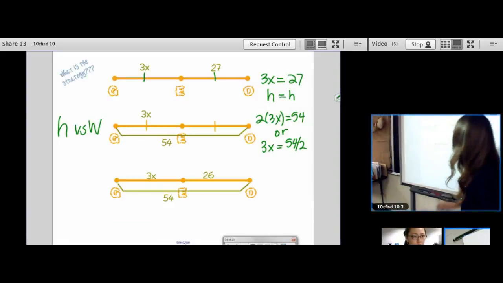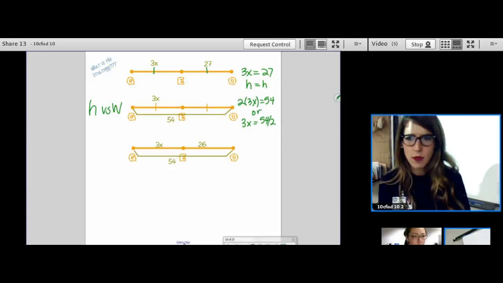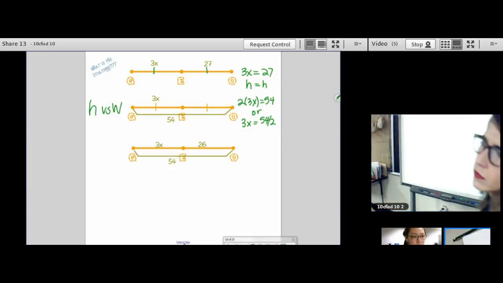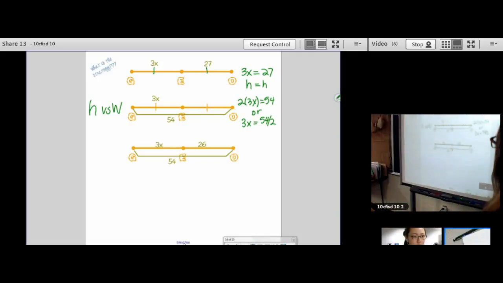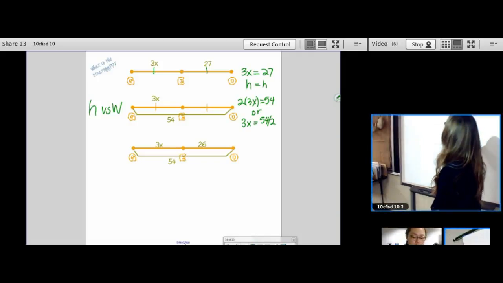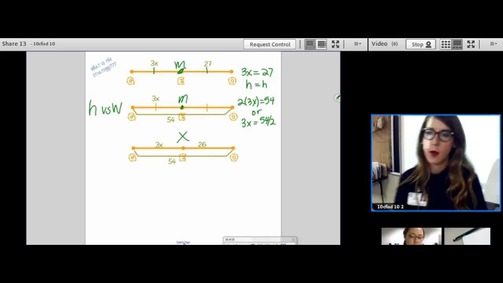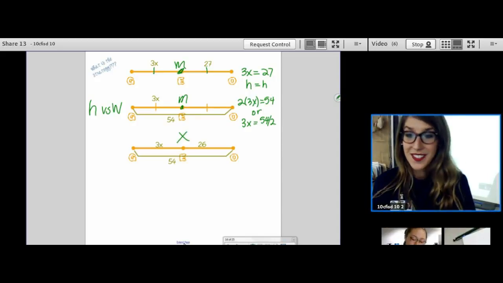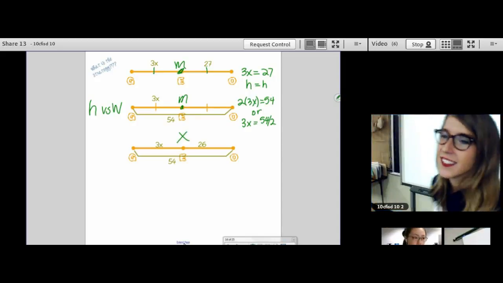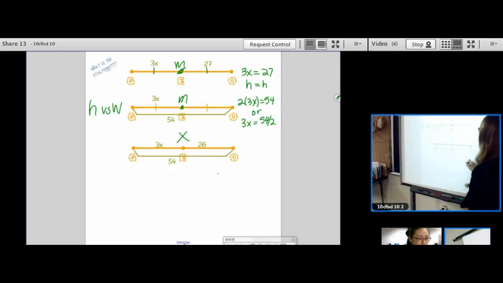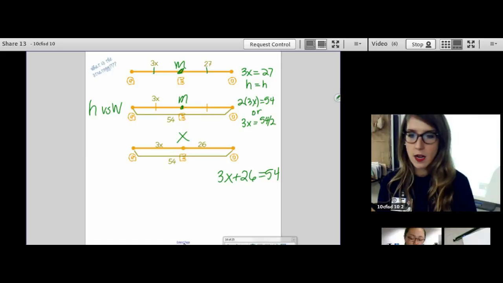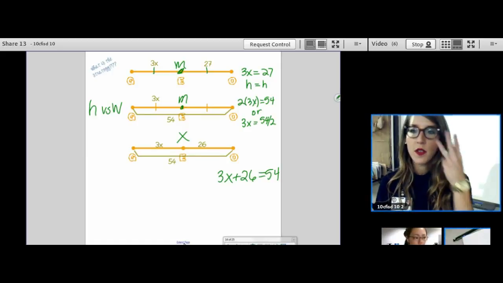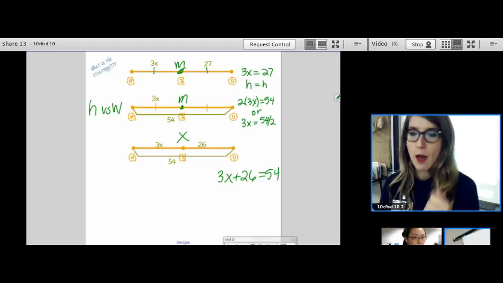What about this one? Notice the tick marks are not there anymore. Gone. I don't see any tick marks. So this is a midpoint problem. This is a midpoint problem. This is not a midpoint problem. How do we solve this one? It's called segment addition. So this one would be part plus part equals whole. So do you see what's going on here? These are the three different segments that you could encounter.